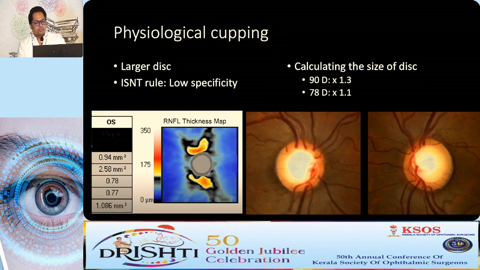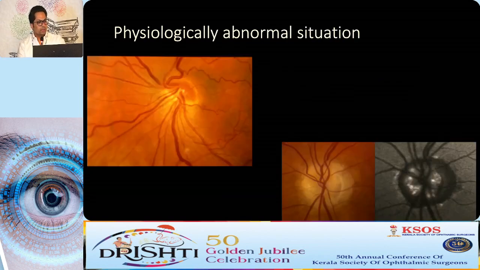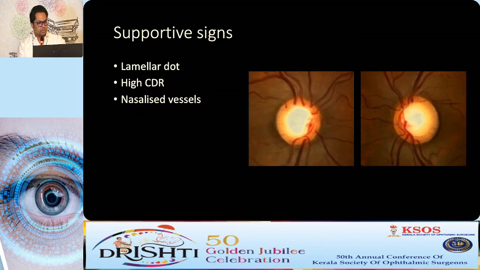Calculating the disc size: if you are using a 90 diopter lens, then you can multiply by 1.3 to get the measurement of the optic disc. This is an example of physiological cupping, about 0.7 CD ratio, but you can see the neural retinal rim is healthy. Some abnormal situations like a tilted disc or drusen fall outside the purview of this talk, so I will not be going into details on how to diagnose glaucoma in such situations. The supportive signs are again supportive. They lack specificity, but we will be discussing them in the subsequent slides.